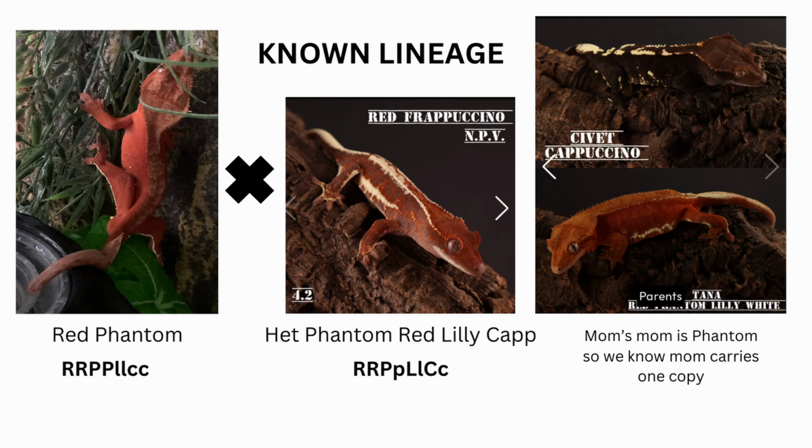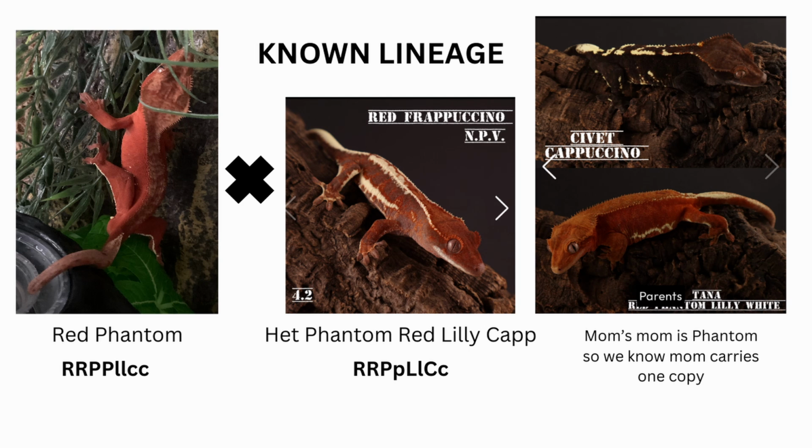We know that the male is just a red phantom because we can visually see that it is expressing the red coloration and it has no pattern. Therefore, it is a patternless or phantom. So remember that red and phantom are recessive, therefore if we see it, it means that it's carrying both copies of this gene. However, since we don't see lily white and we don't see cappuccino, since these 2 genes express with just 1 copy and we don't see these genes, it means that it's not carrying the lily white or the cappuccino gene.